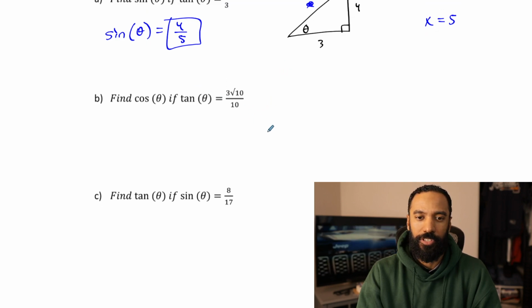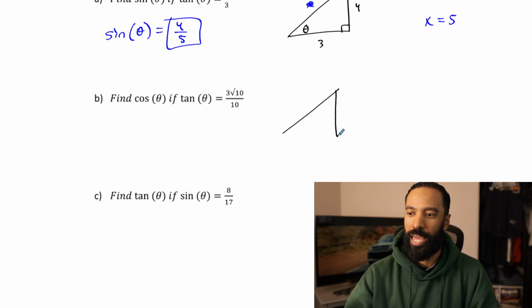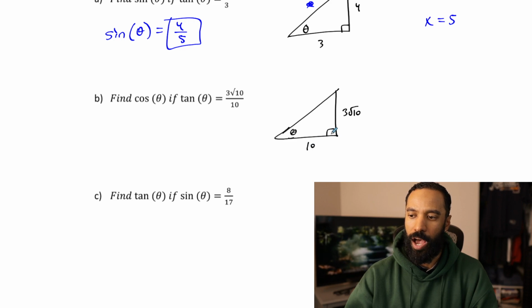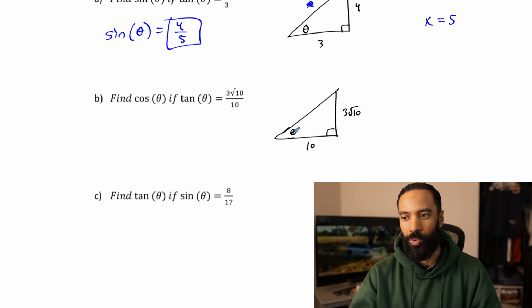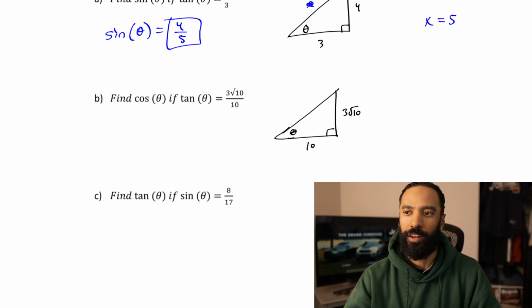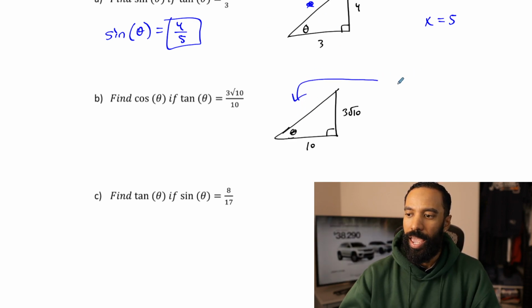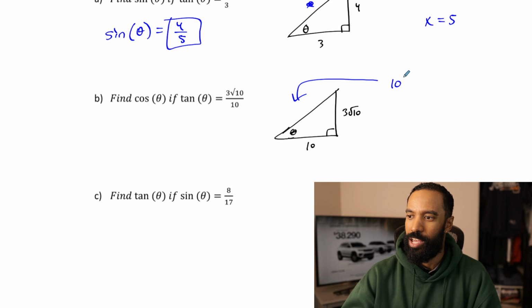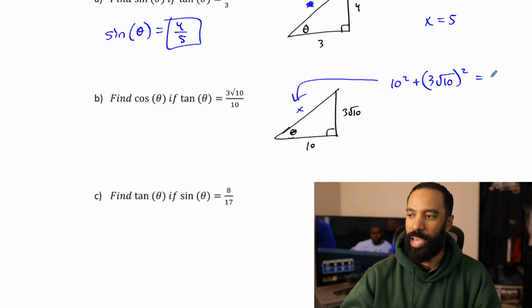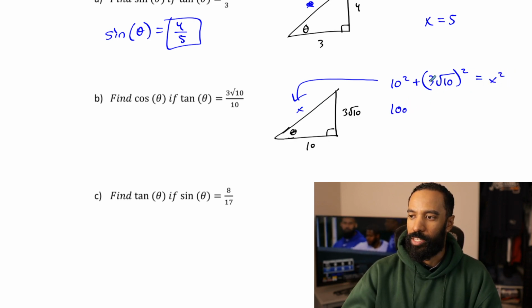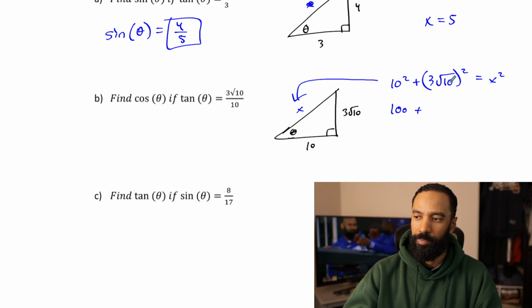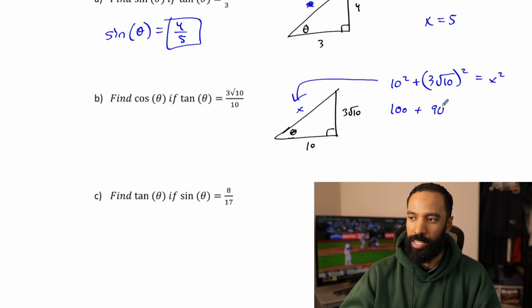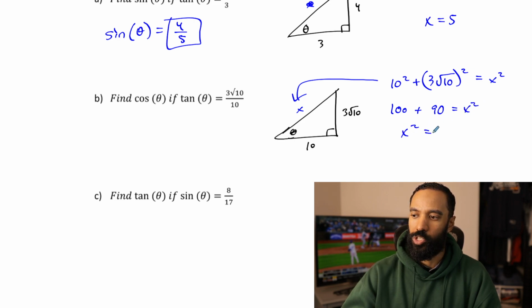Let's find the cosine of theta if tangent of theta is 3√10/10. Once again, in some right triangle with some theta, I'm getting 3√10/10 as my opposite over adjacent. My cosine of theta is going to have to be my adjacent over my hypotenuse. So I have to find this guy right here. And it doesn't look like a Pythagorean triple, especially because that's not a rational set. So 10 squared plus (3√10) squared equals, I'll call it x squared. This is where we get to do one of these practices here. 3 squared is 9. Root 10 squared is 10. 9 times 10 is 90. So x squared is 190.